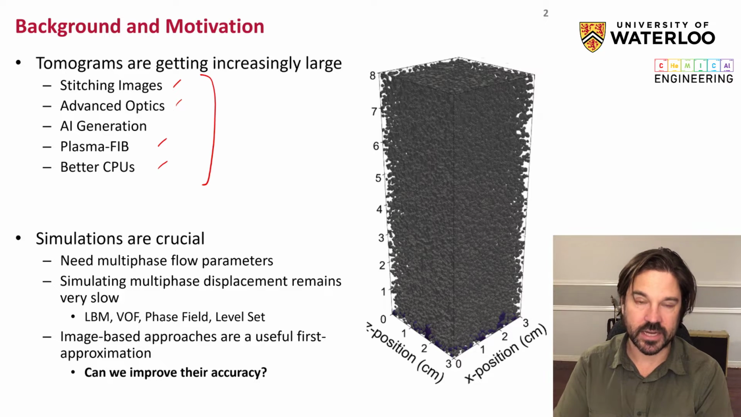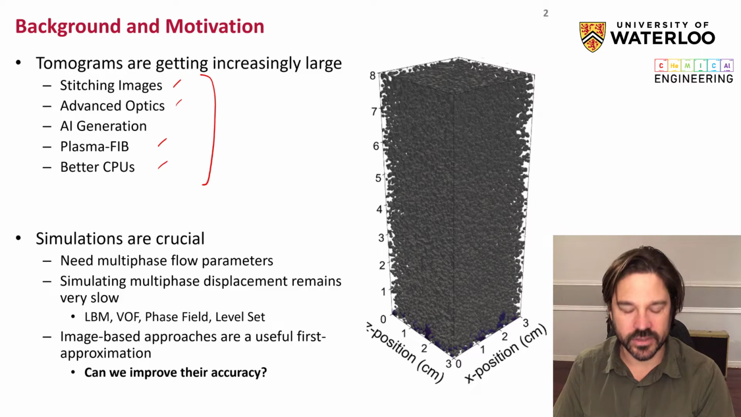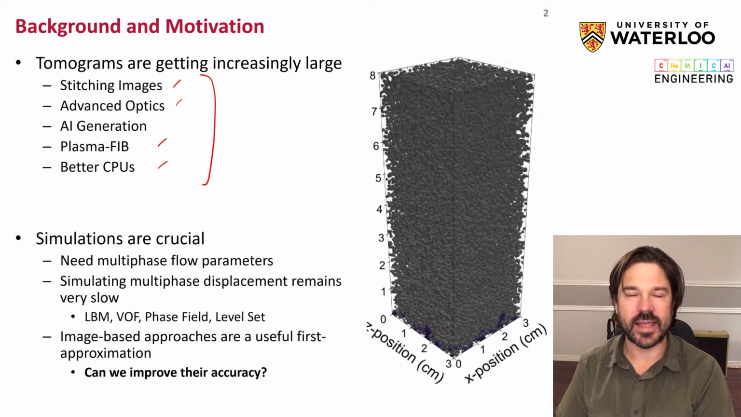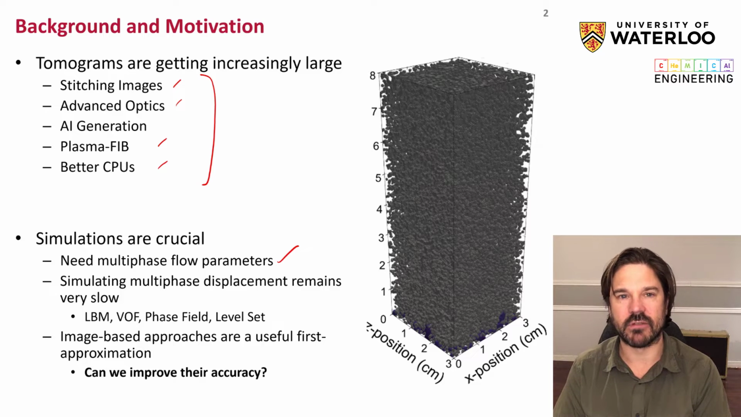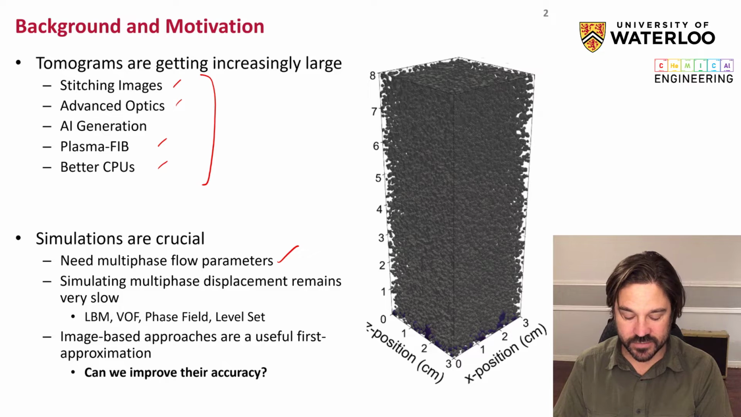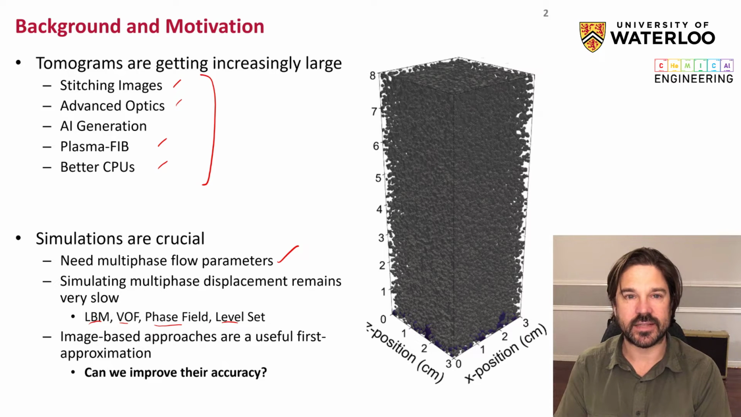So all of these things are contributing to our ability to handle larger and larger, or our desire to work with larger and larger images. But our ability to do simulations on them has to keep pace. So we need to do simulations of multi-phase flow in particular. It's crucial to get relative permeabilities and diffusivities and so on. Now, simulating multi-phase displacement remains very slow. So you've got techniques like lattice Boltzmann, volume of fluid, phase field, level set, etc. Those are all computationally quite intensive and prohibitive when the image gets too large.